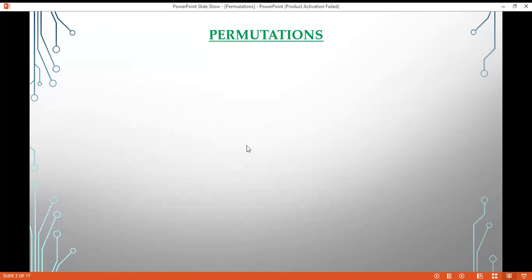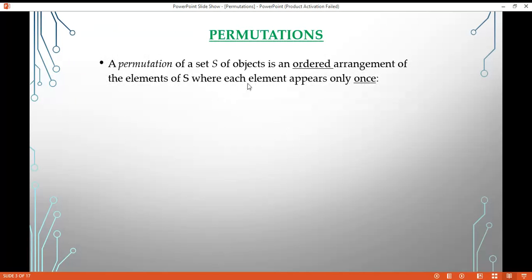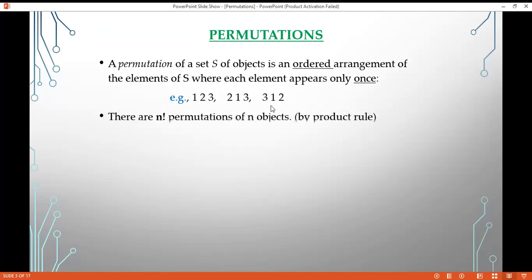So first we talk about permutations. What is a permutation? A permutation of a set S of objects is an ordered arrangement. We have to concentrate here: an ordered arrangement of the elements of S where each element appears only once. So in permutations, we take the arrangement, like we have these numbers: 1 2 3, 2 1 3, 3 1 2. If order matters, we use permutations.